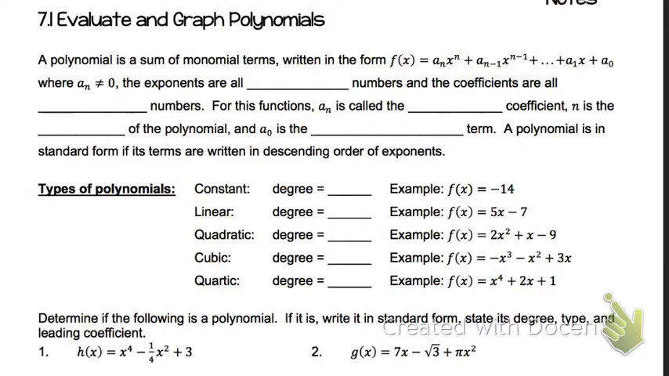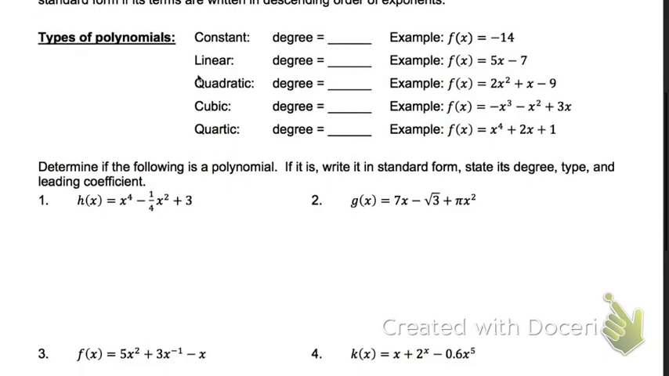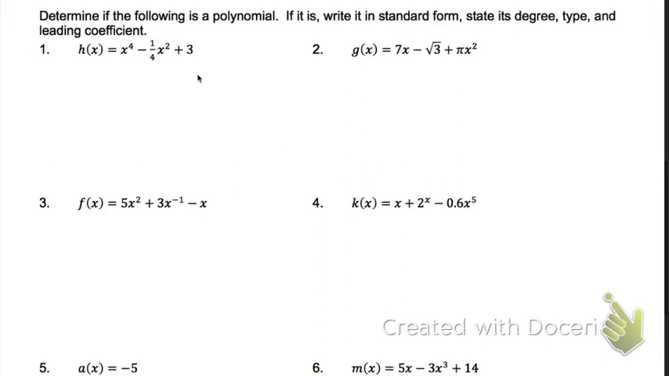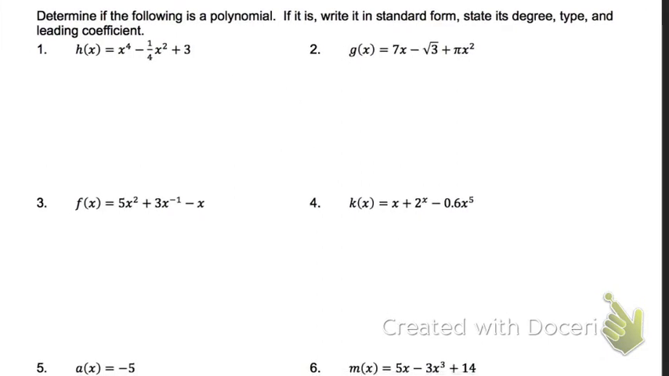So we scroll down. Determine if the following is a polynomial. If it is, write it in standard form, meaning I want to put it in descending order. State its degree, type, and leading coefficient. So if I look at number 1, are all of my exponents whole numbers? Like, do I have any fraction exponents? Nope, because I have a 4 and a 2, and a 0. So that's good. Are my coefficients all real numbers? Meaning, do I have any imaginaries in there? No, so we're good. So yes, this is a polynomial.